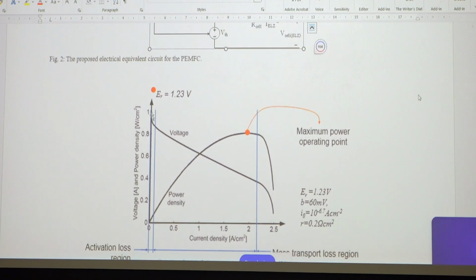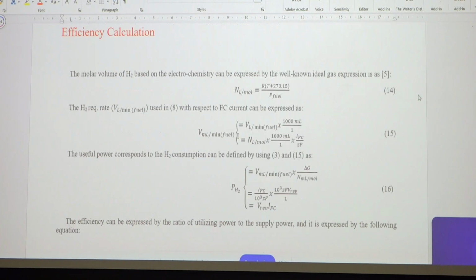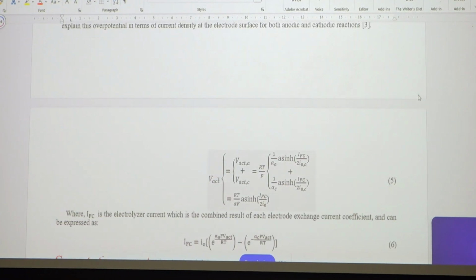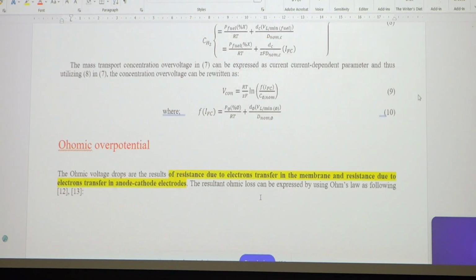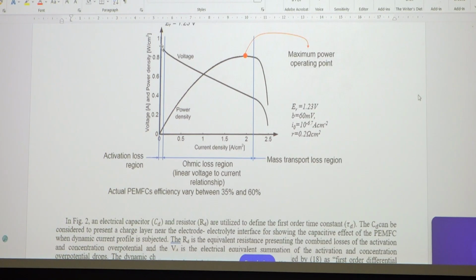So you see this is also non-linear. The nature of this curve is non-linear. If we zoom in a little bit, you see this is a non-linear curve. Because if we see the final equations here, the activation voltage drop is not a linear relation, it is a non-linear relation. That is why this curve also shows non-linearity here.